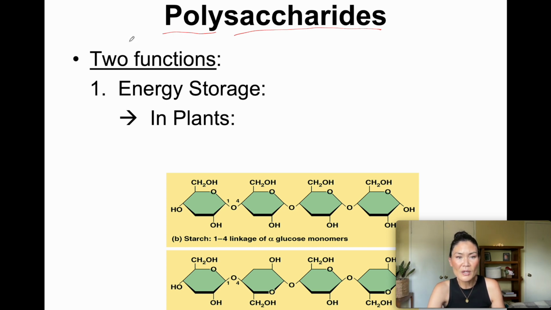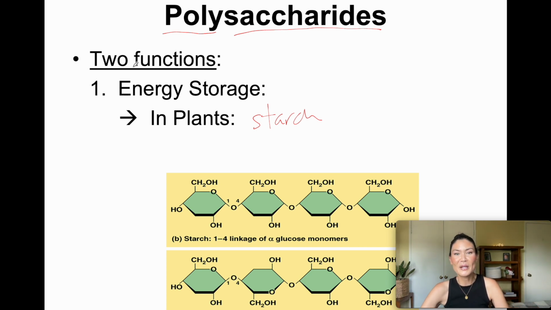Let's talk about the one in plants. In plants, an example is starch. It's a long chain of polysaccharides that's going to be used to store energy. So think about a potato. A potato stores energy.